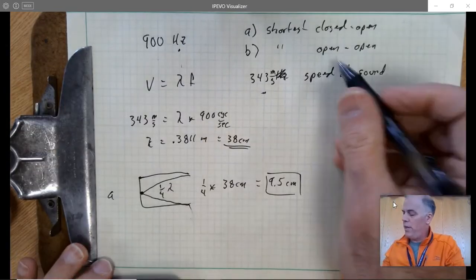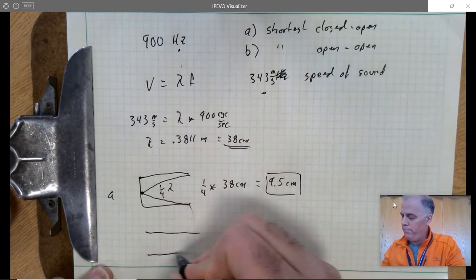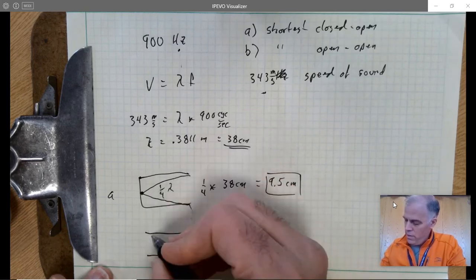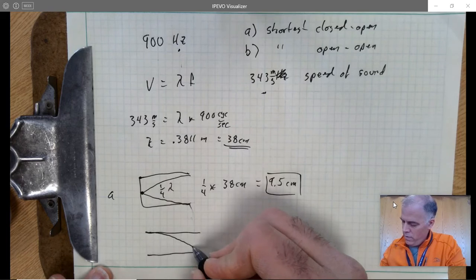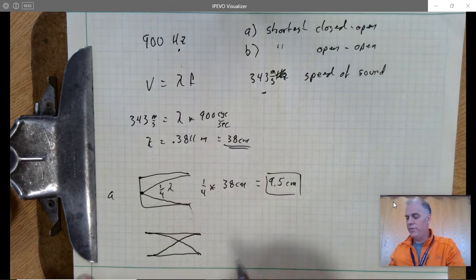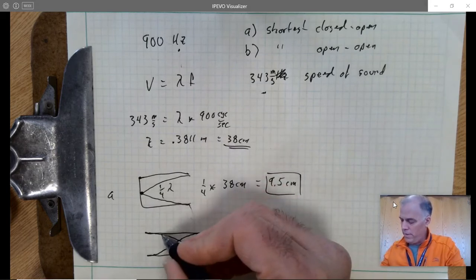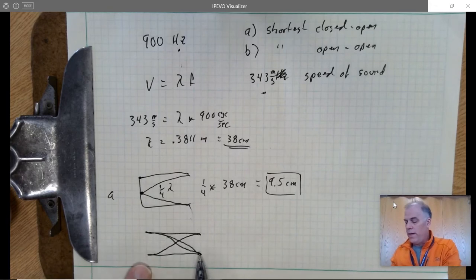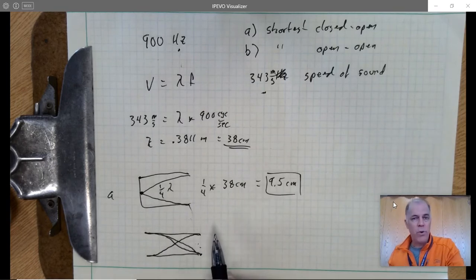Okay, now how about the open, open? So if it's open, open, we are going to have an antinode at both ends. That's not very well drawn there, but hey, what are we going to do? It's freehand. There we go. That's better. Okay, so the pipe has to have an antinode at both ends. The air has to be able to move fast at both ends of this for the sound to be able to come out and for it to be able to resonate.